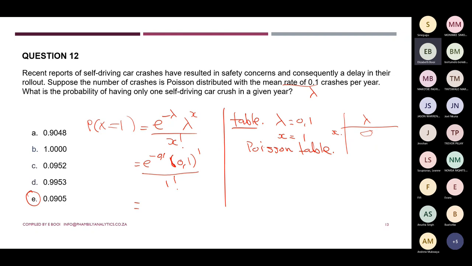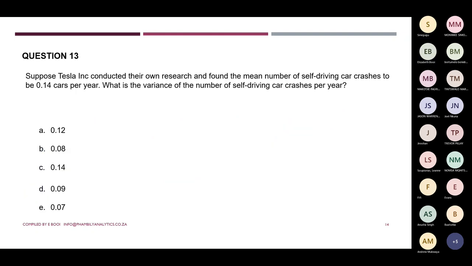Okay, looking at our last question. 20 minutes to spare. Let's see. Suppose Tesla conducted their own research and found the mean number of self-driving car crashes to be 0.14 per year. What is the variance of the number of self-driving car crashes? So now that's the time you go to your notes and look at what is the mean, what is the average. Your expected value is also called the mean, which is also equal to the variance.